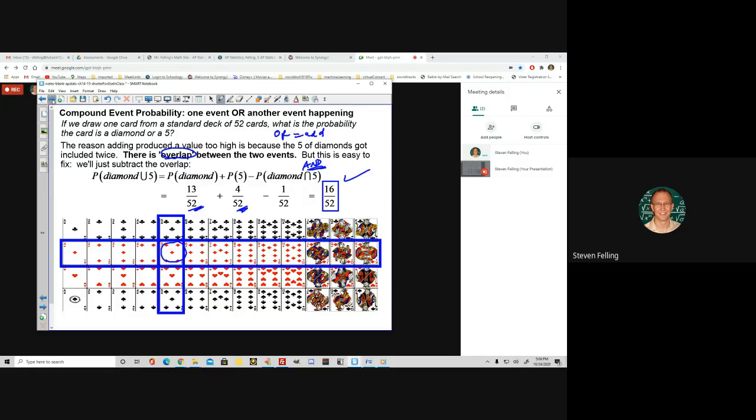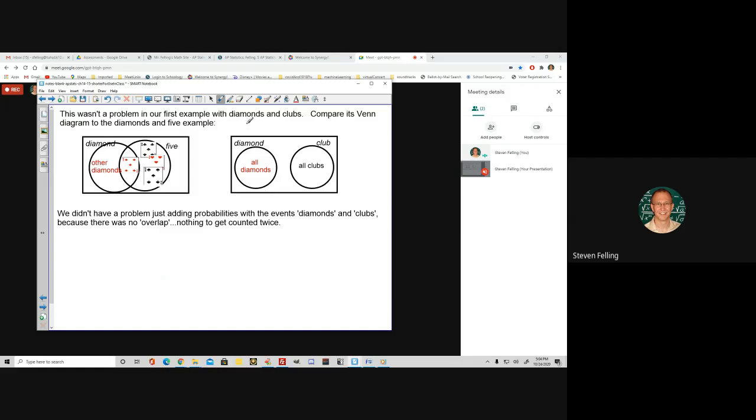All right. So that wasn't a problem in our first example with diamonds and clubs. If you look at the Venn diagrams for the two, right? Well, the one we just did here was out of all of the 52 cards here, right? Some of them are diamonds, some of them are 5s, but we have an overlap. There's a card in the middle here that's both a diamond and a 5, right? When we did the one before, we said, what's the probability of having a diamond or a club? But none of the diamonds are clubs because all the clubs are black and all the diamonds are red. There's no overlap. So we didn't run into this problem because there was no overlap to get counted twice.